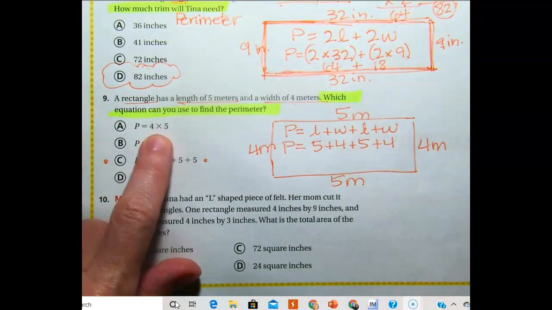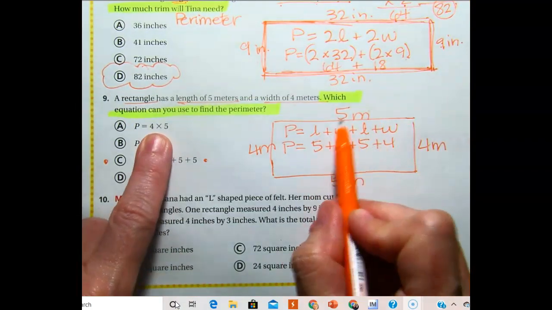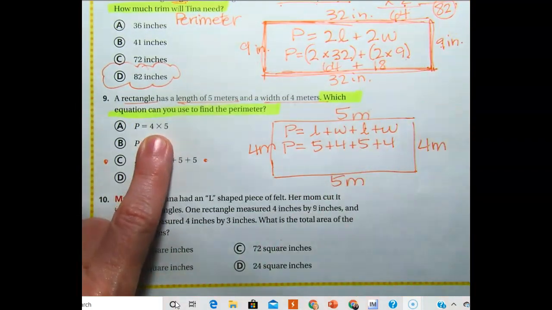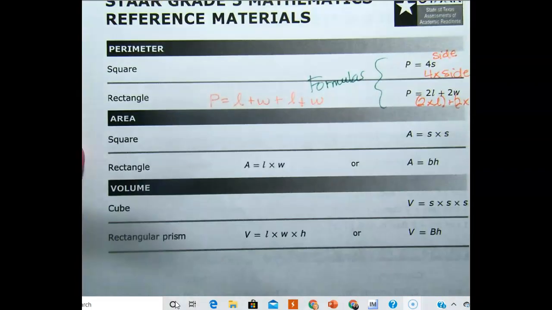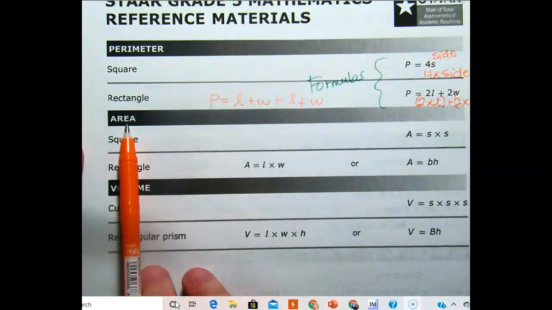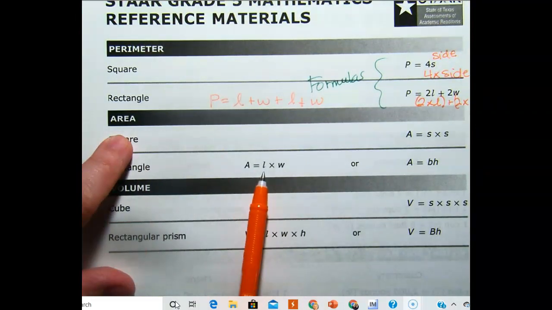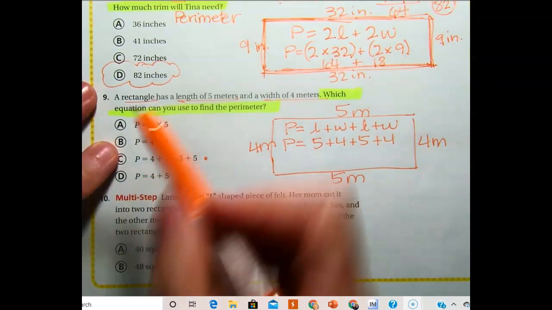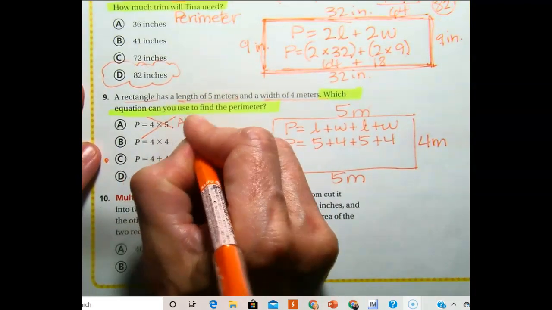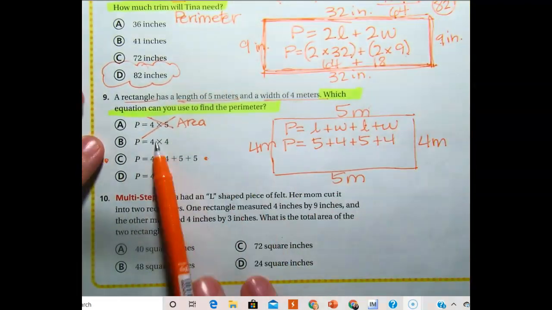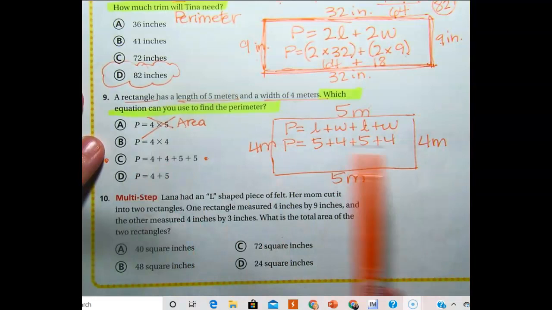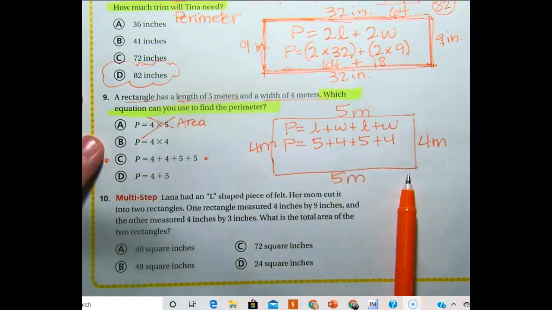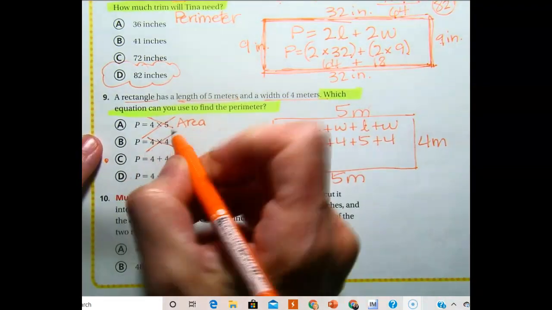What did they do here? They multiplied the length and width. And what is that? Is that perimeter or is that area? That's area. When we multiply length times width, that's an area formula, and that's not what we're doing whatsoever. Okay, so that's not going to be it. This is going to be area. Okay, would we ever multiply opposite sides? I don't think we would ever do that. That's just weird.